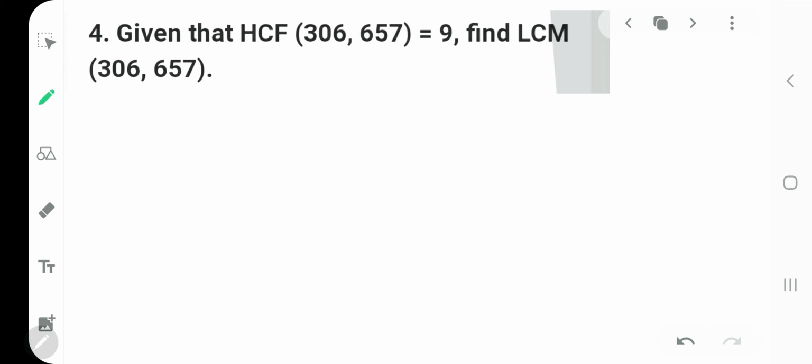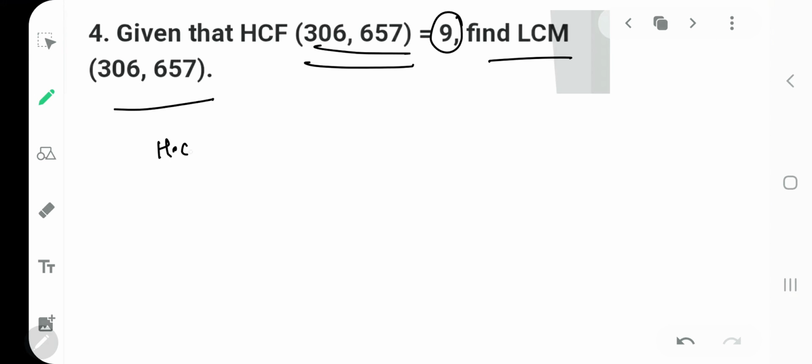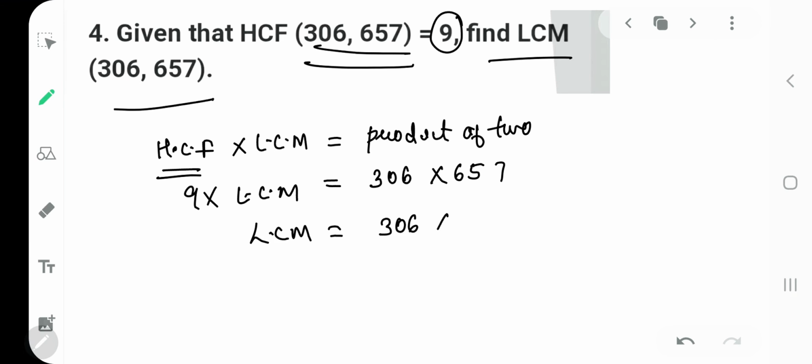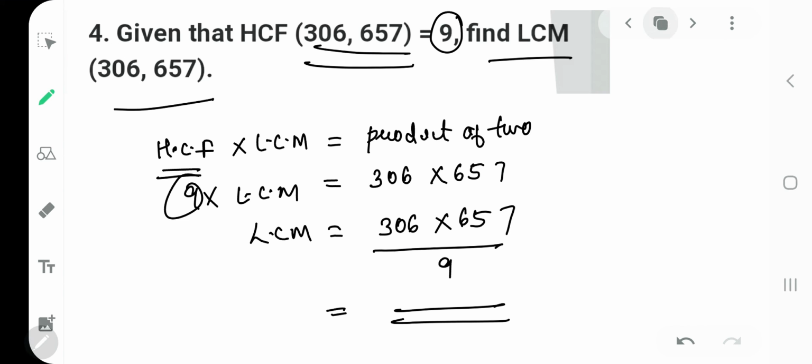Your next is the HCF of two numbers is given as 9. And you have to find LCM of these two numbers. My dear kids, we know very well HCF into LCM is equal to product of two numbers. So the two numbers are 306 and 657. HCF is given to you as 9 and you have to find LCM. How you will find LCM? Something like this. Take this 9 over here. And your final answer, you have to get it. That will be your LCM.